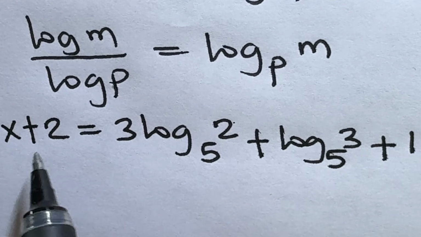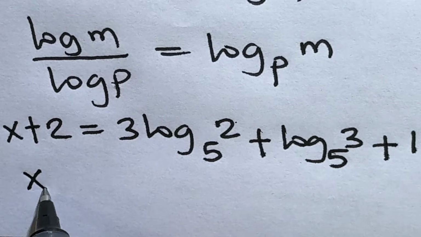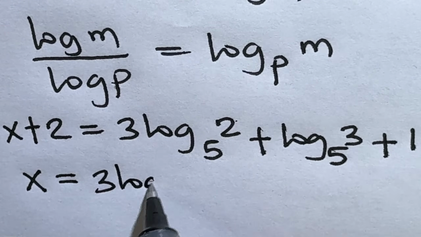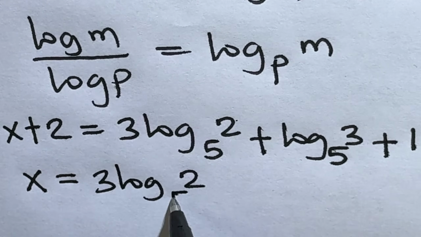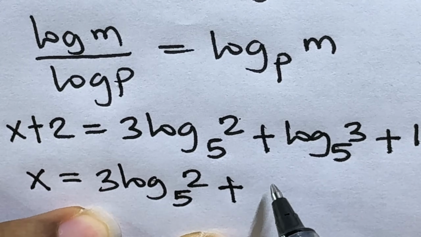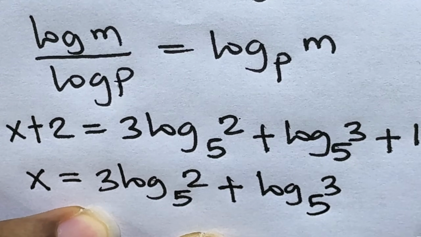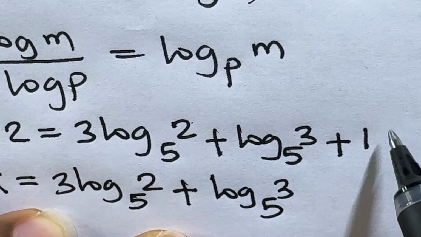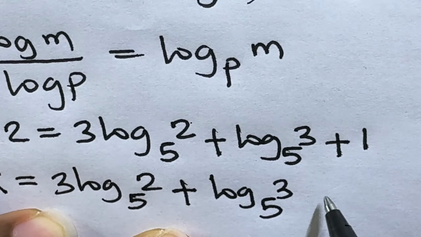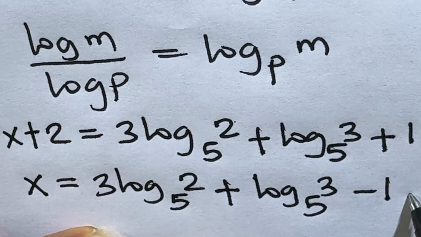Now I need to subtract 2 from both sides. This will then give me the final solution for x, which will now be 3 log 2 base 5 plus log 3 base 5. And then if we subtract 2 from this side, 1 minus 2 will give us minus 1. This is the final value for x.